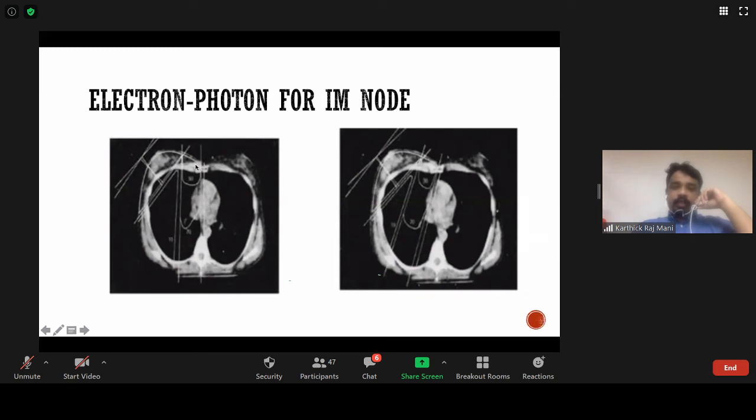Okay, the electron and photon junction for the IM node. This is a little bit, you need to be very careful. When you give a photon field for the tangential fields, and you're trying to put an electron field over here, you can see this space which is going to get very cold. So we need to be very careful if the tumor is very close to this junction proximity. Planning for the divergence of the beam is very important. How you match this junction between the electron and photon is very important. And don't try to match this junction if the tumor is very proximal to this region.